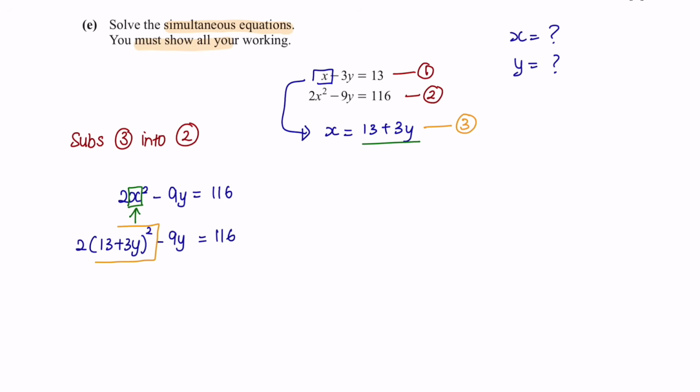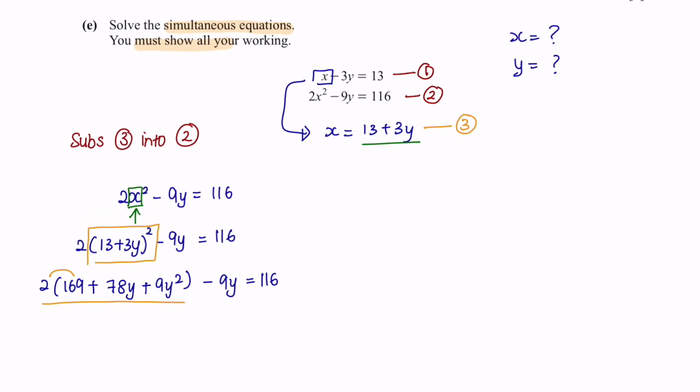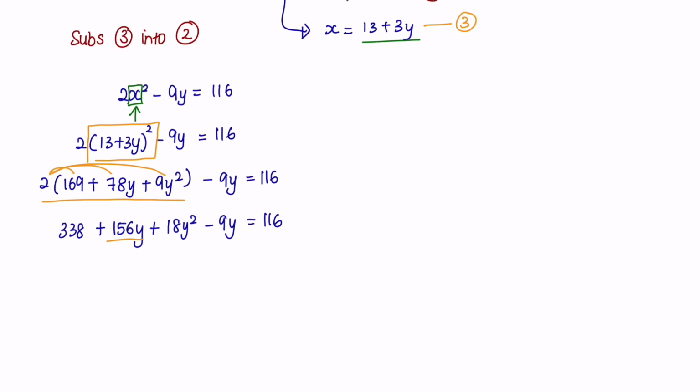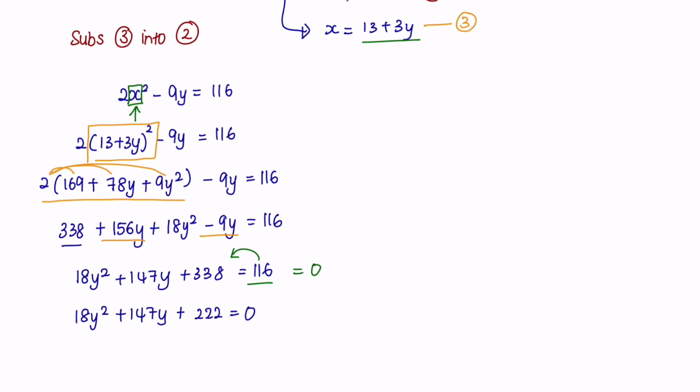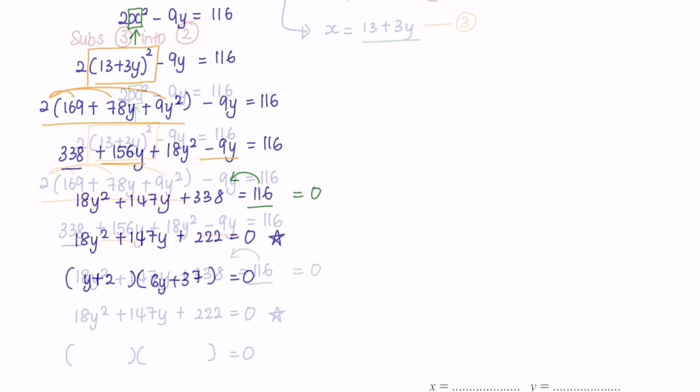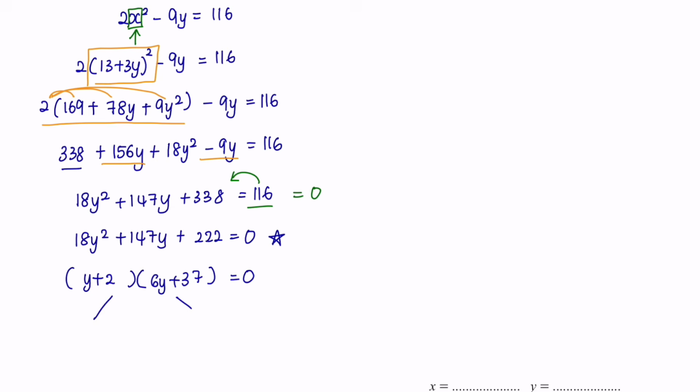So let's first solve the one in the bracket over here. Once we have done that, we can open this bracket by multiplying 2 into every term. Once we have done that, we can solve the similar terms. Simplifying this equation further means bringing 116 over here and making this equation equal to 0. Now that we have made this into a quadratic equation, we can simplify this into two brackets. So we can find y from each bracket. y + 2 equals 0 and 6y + 37 equals 0.